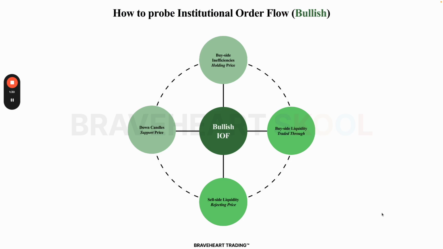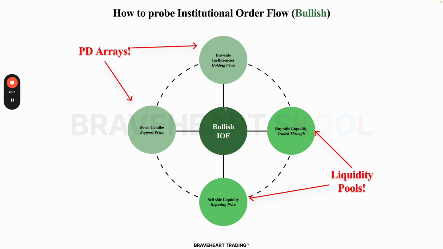Okay, so how do we probe institutional order flow? Well, we'll start with a bullish example. Bullish institutional order flow consists of buy side inefficiencies holding price and down candles supporting price. Okay, this is what's going to hold lows. And for liquidity, price is going to trade through buy side liquidity and go to and through it. But if it hits sell side liquidity, it's going to quickly reject that and also trade to and through buy side liquidity. So all of this in synthesis, working together, is what we call bullish institutional order flow. So you got your PD arrays and you got your liquidity pools, and let's keep it as simple as that.